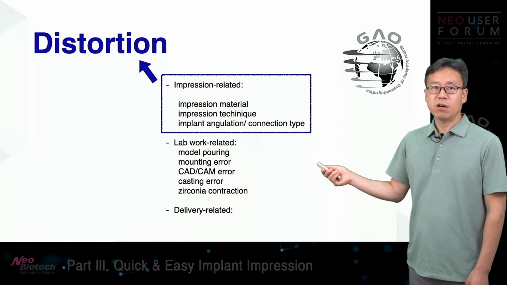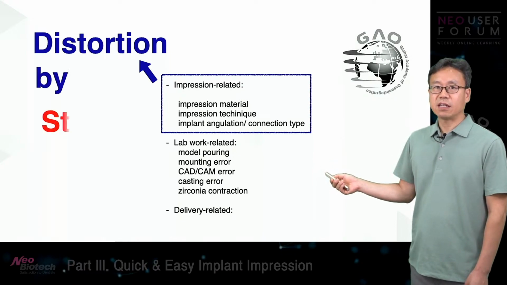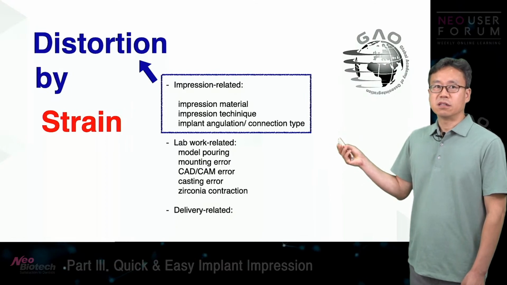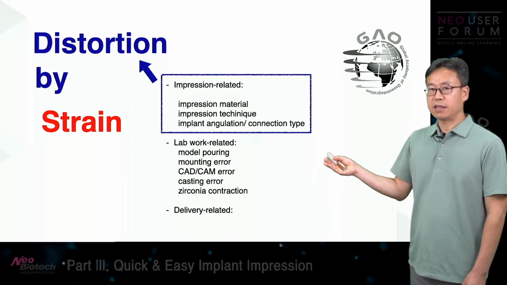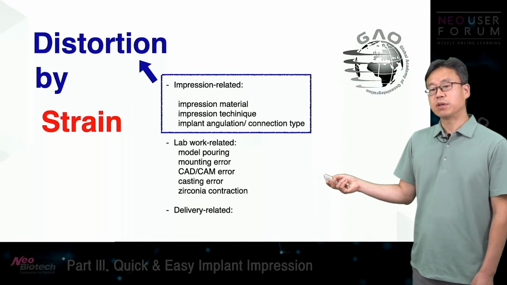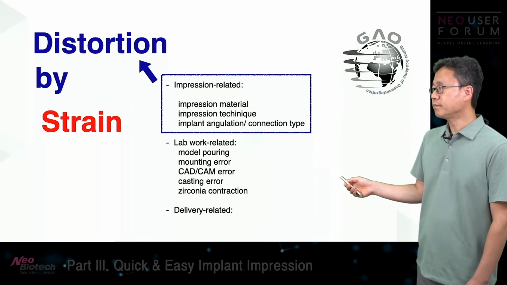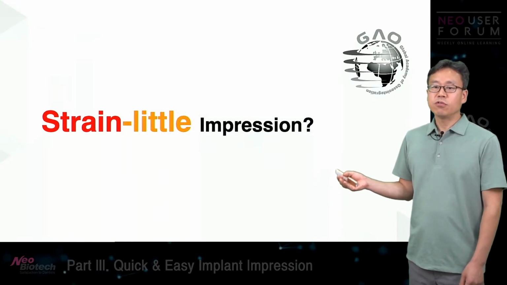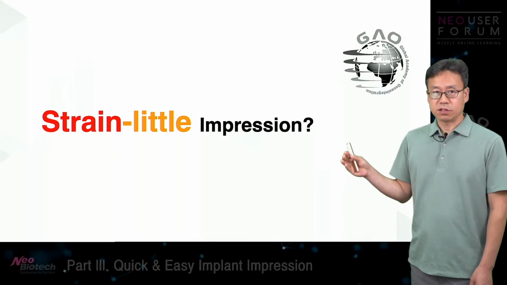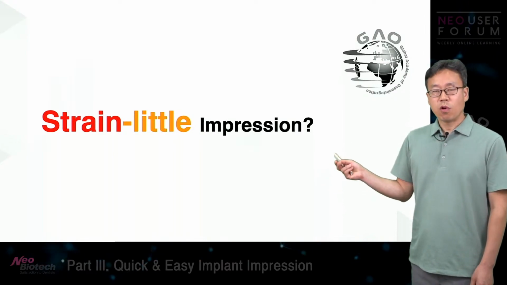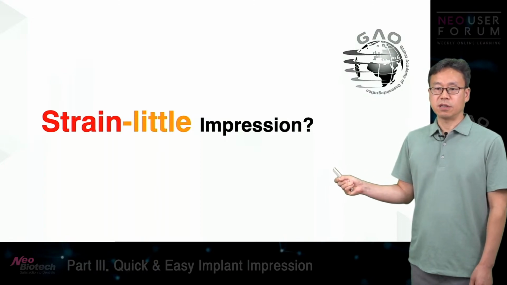This impression error is closely related to distortion. And this distortion is caused by something called strain, produced during impression procedure. Obviously, we want to reduce the strain as much as possible. We want strain-free impression.